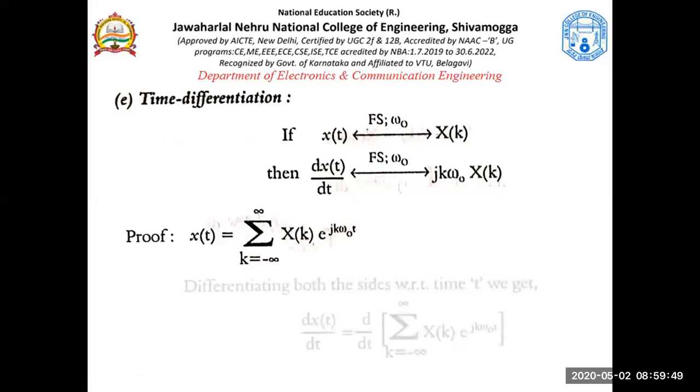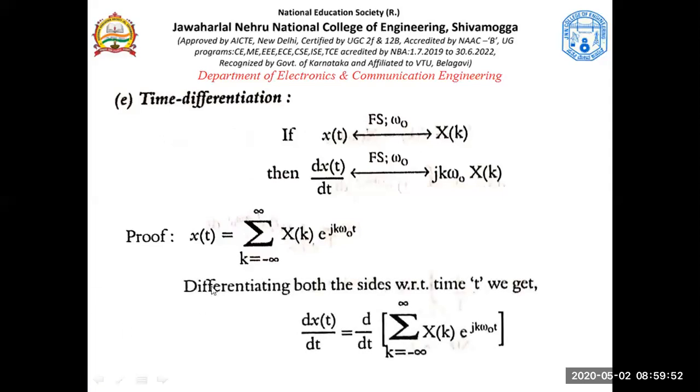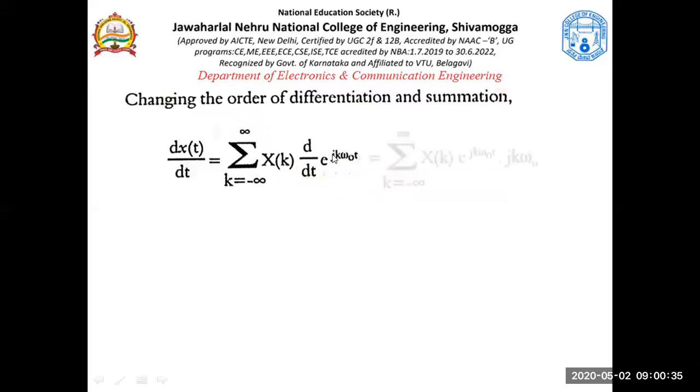Understand? So if you differentiate this, what happens? This is what is going to happen if you differentiate this with respect to t. It's dx of t by dt, with respect to time. In this summation and x of k there is no t at all, so you can consider them as constants. Only the exponential has got t, so only this exponential would be differentiated with respect to t, keeping the summation and x of k out of differentiation. So summation and x of k have come out of the differential operator, and only the exponential is being differentiated.